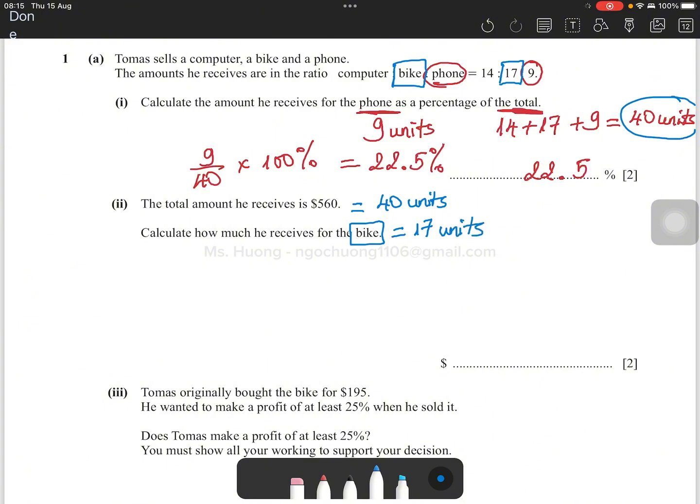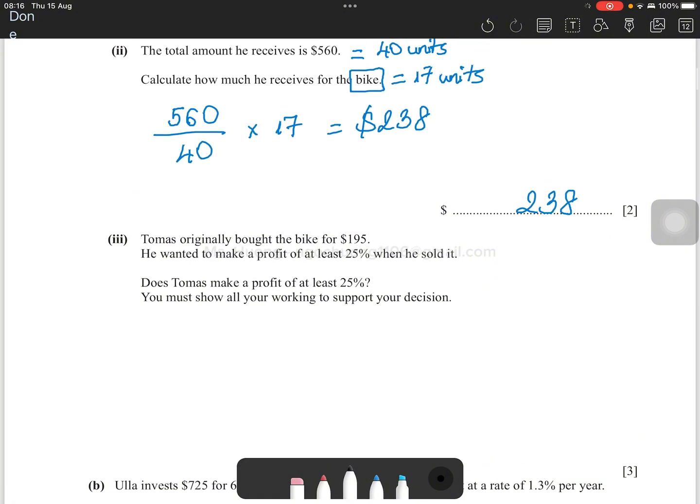So to find how much he receives for the bike, we need to find the value of 1 unit by dividing $560 by 40 units. So this is the value of 1 unit. And then we multiply the value of 1 unit by 17 units to find the amount he receives for the bike. And the answer is $238.